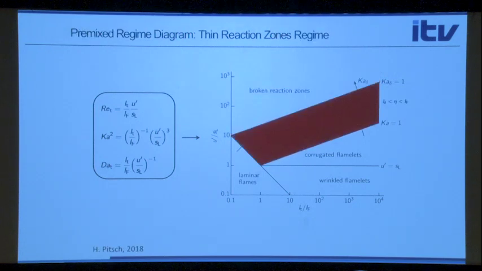And then lastly, in between the corrugated flamelet and the broken reaction zones is this regime that Norbert Peters had found called the thin reaction zones regime. And in this regime, which resides between Karlovitz number of unity and Karlovitz number of about 100, the notion is that small-scale Kolmogorov eddies are able to penetrate and stir up the preheat layer while it's not sufficient to penetrate or disrupt the reaction layer.